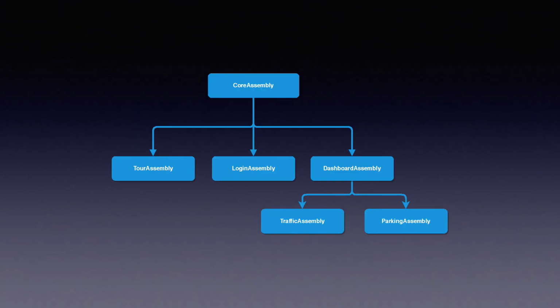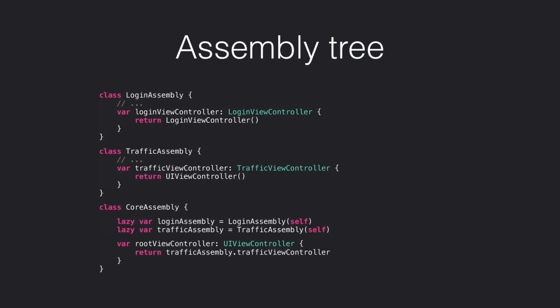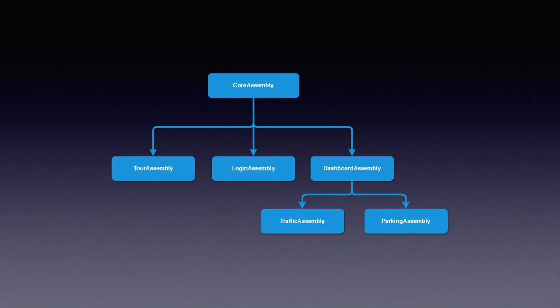So this is how your hierarchy of assemblies could look like. Basically, as you're returning view controllers like this, you can also return other assemblies like this. And this actually helps you to structure your code in some more meaningful and logical way. What is really good idea here is basically to group things by functionality.